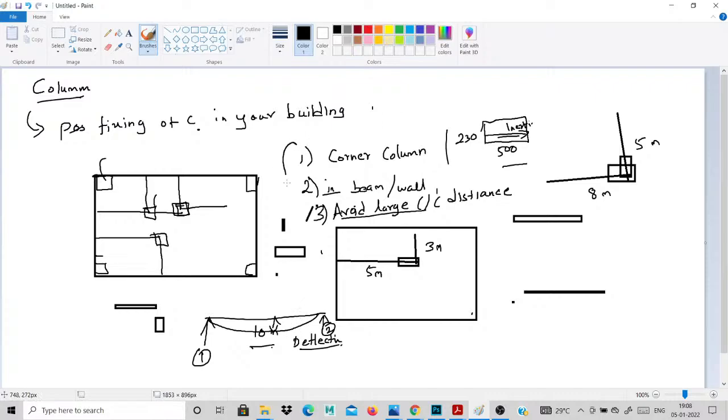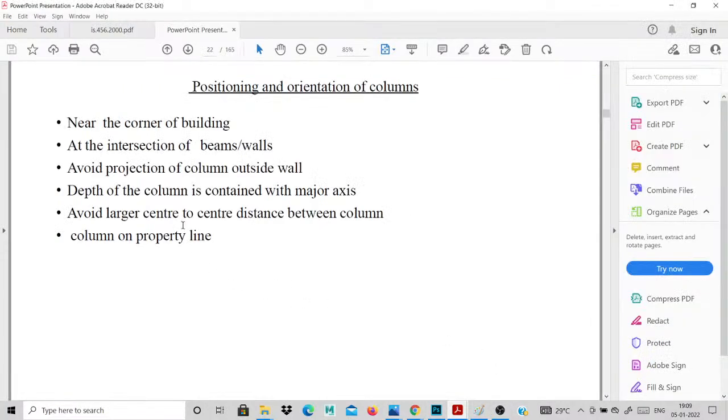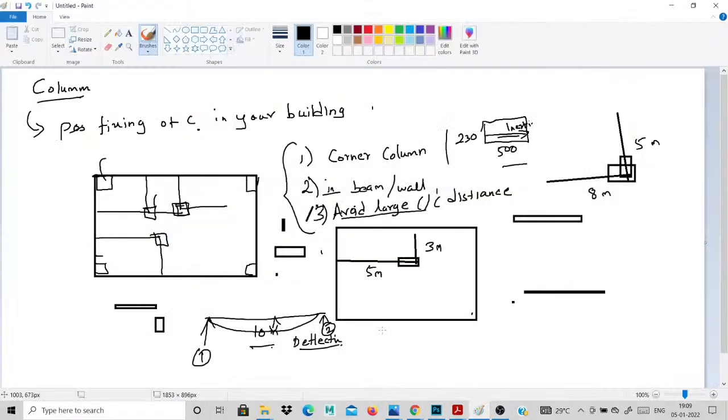These 3 points are the main points for orientation of your column. Compulsorily the column will be provided at the corners, then at the beam intersection places, and then the orientation: on the longer span side, the column depth will be oriented. The next one is to avoid the large center to center distance for your column. Next one, column on property lines. Okay, later I will discuss column on property line.